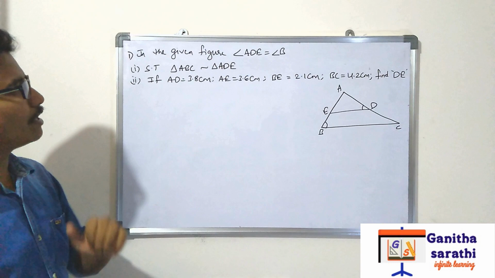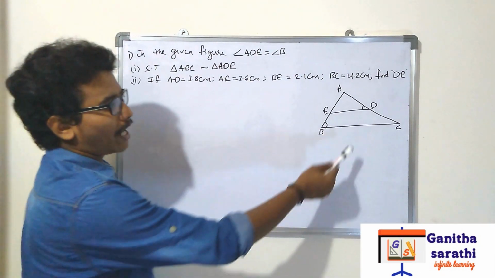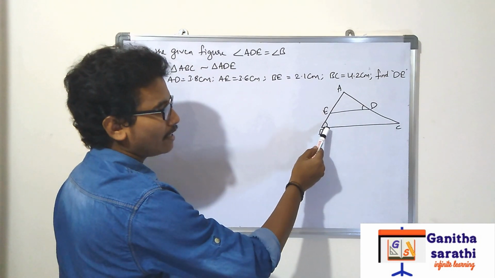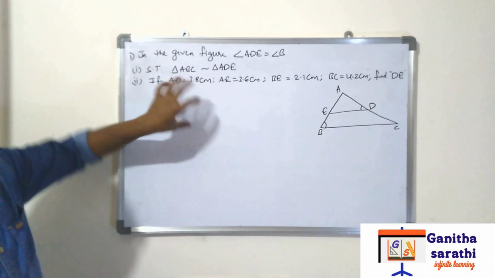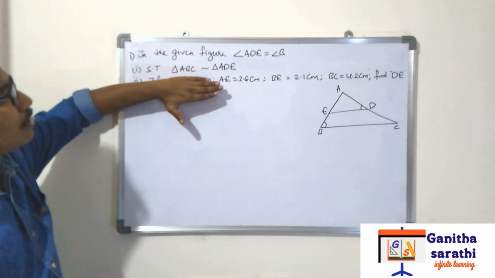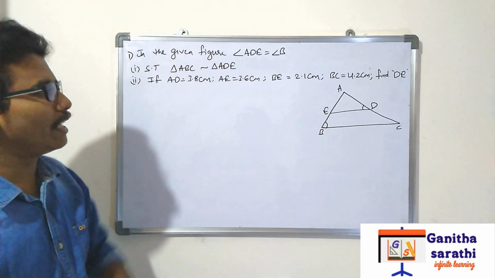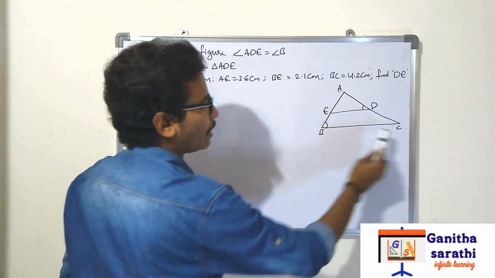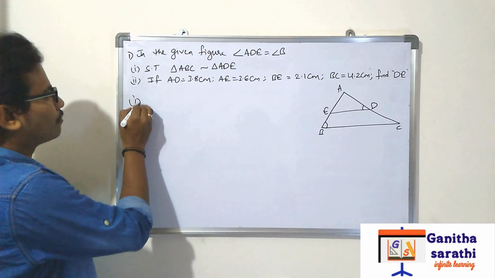See here in the given figure, angle ADE is equal to angle B. I have already marked angle ADE is equal to angle B. What do we have to prove first? The first proof: show that triangle ABC is similar to triangle ADE. Means we have to prove ABC and ADE are similar. Okay. So see the first proof.